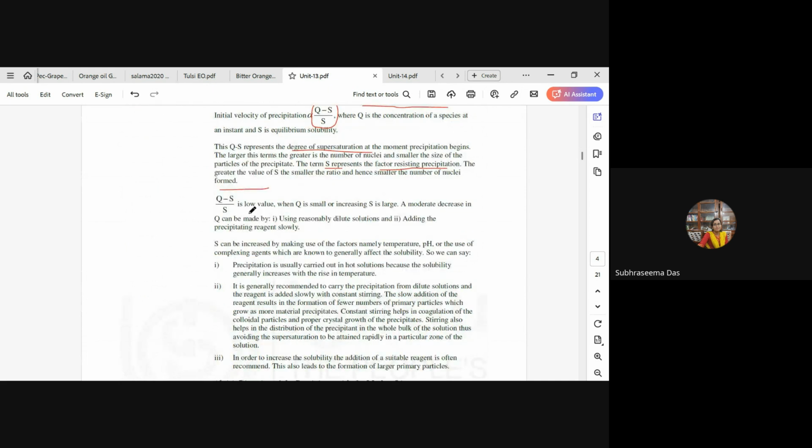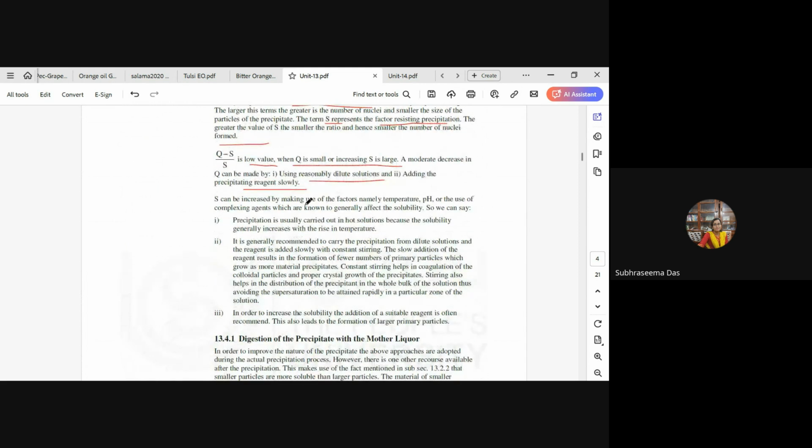So when (Q - S)/S is a low value, Q is small or S is large. A moderate decrease in Q can be made by using dilute solution and adding the precipitating reagent very slowly. However, S can be increased by using factors such as temperature, pH, etc. Precipitation is usually carried out in hot solutions because the solubility increases with temperature.